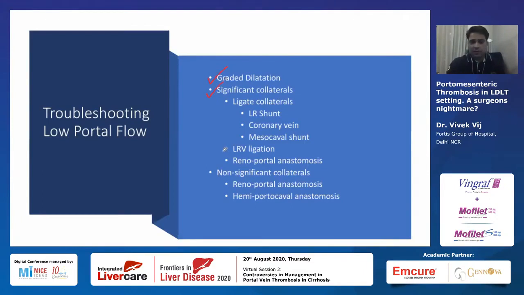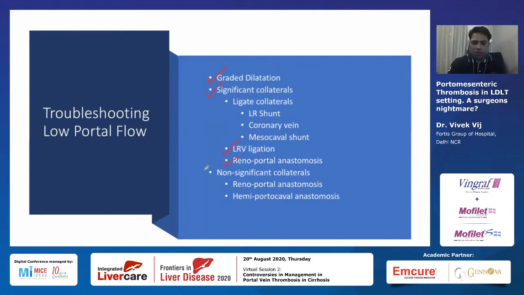Even if it means ligating the left renal vein, does not matter. But there should be a significant drainage in the left renal vein from the splenic vein or other major tributaries of portal systemic circulation. Renoportal anastomosis, if nothing works, of course, renoportal and hemiportocaval transposition is the last option.